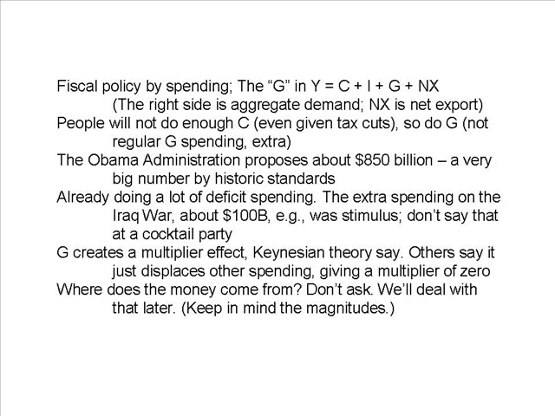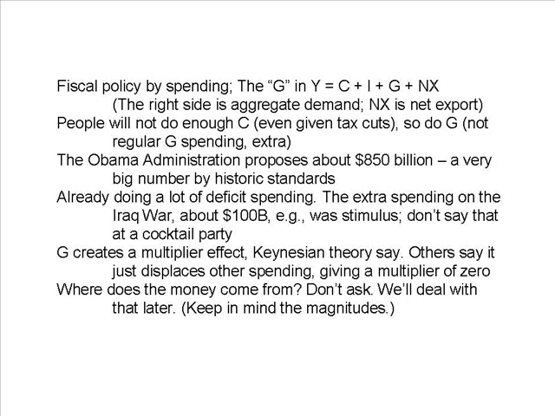Now, people are not doing enough C, supposedly, even given tax cuts. So the government has to go out and do direct spending. Now, this is extra spending. This isn't the regular government spending. And the Obama administration is proposing about $850 billion of this extra spending. And this is a number off the scales by historic standards. Now, we're already in a deficit position. The government's already spending more than it takes in anyway. For example, the spending we do in the Iraq War, an extra amount of about $100 billion a year, is, in a sense, a Keynesian stimulus. But nobody ever talks about that as a Keynesian stimulus. That would be very impolite in certain circles.